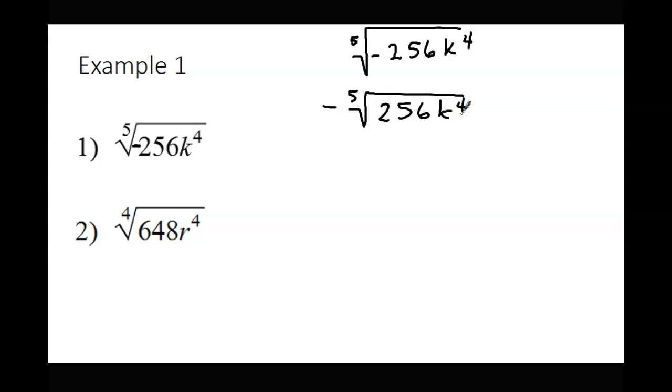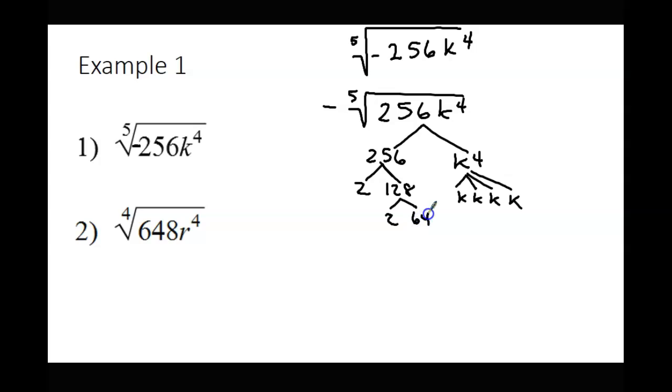Okay, the next thing that we're going to do is break this down. I want to start by separating the number from the variable. Now the variable is easy enough. It's just 4 K's, right? But the 256, we got some work to do. So what makes 256? 2 and 128, 2 and 64, 8 and 8.